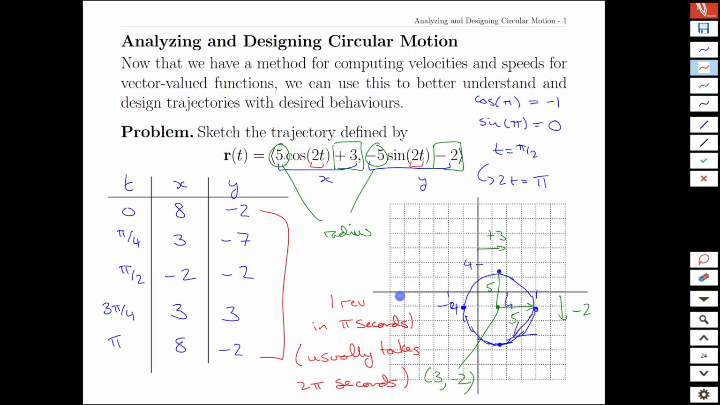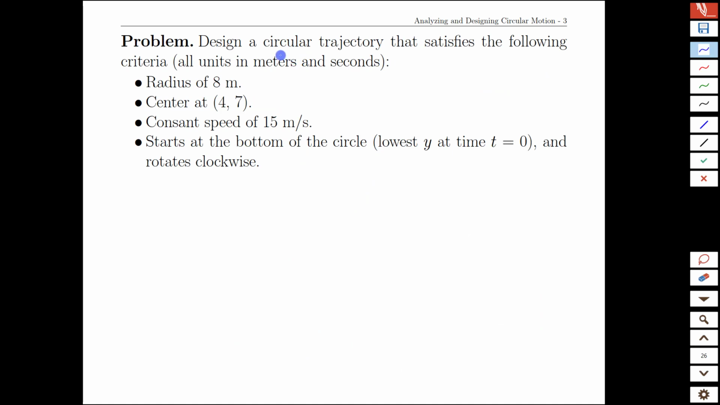So what this 2 multiplier inside doesn't change the points that we cover, it changes how quickly we are covering them. We're going to look at how that plays a role when we go to design our own circular motion with uniform speed. Let's use those insights to help design a trajectory with properties that we want.